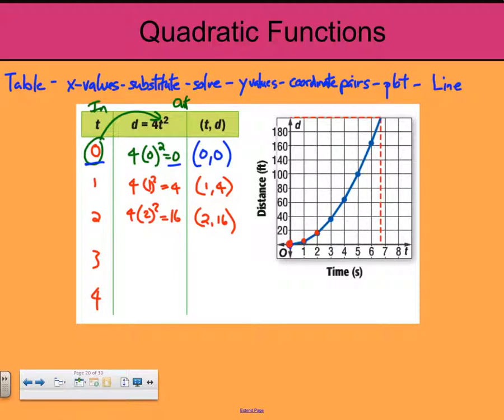All right, carrying on in the same fashion, I have 4 times 3 squared. 3 squared is 9. And 9 times 4 is 36. So now I have the point (3, 36).